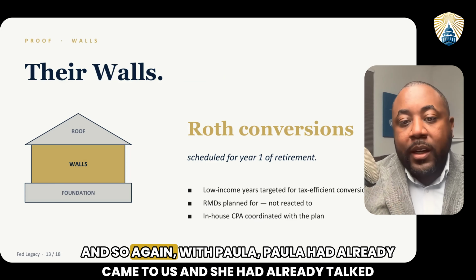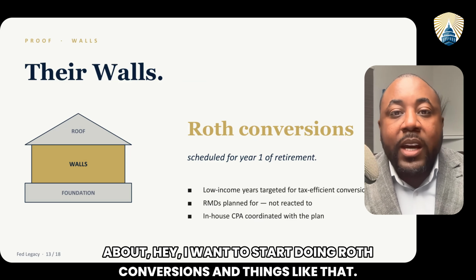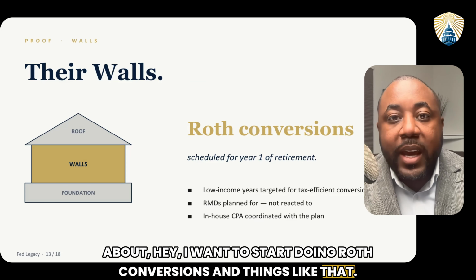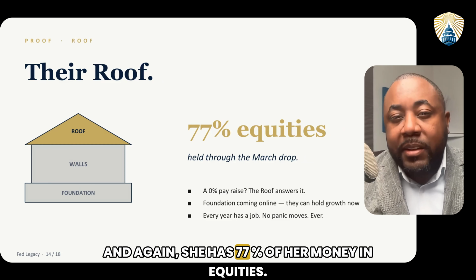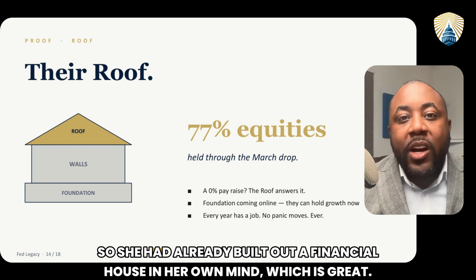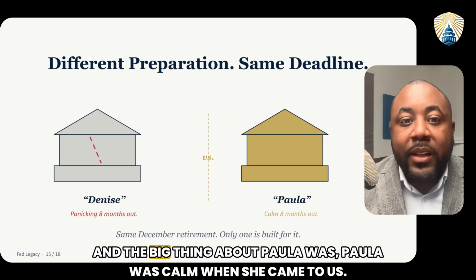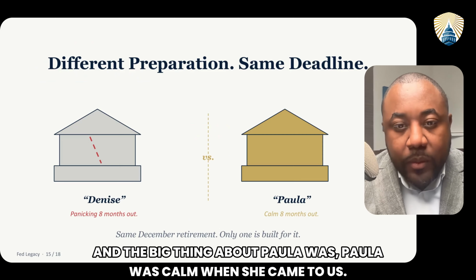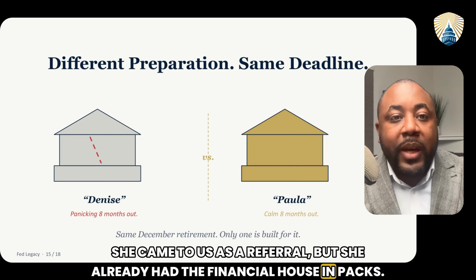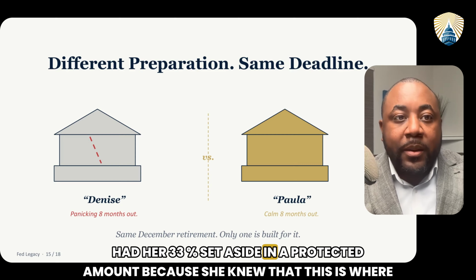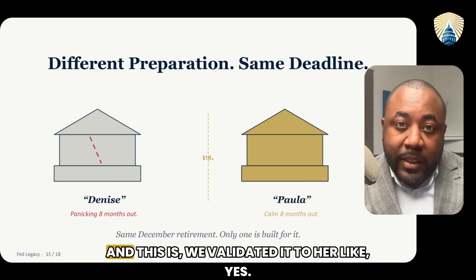And so, again, Paula had already come to us and had already talked about, hey, I want to start doing Roth conversions and things like that. She came with that. We validated that plan for her. And again, she has 77% of her money in equities. So she had already built out a financial house in her own mind, which is great. And the big thing about Paula was she was calm when she came to us. She came to us as a referral, but she already had the financial house in place. She had her 33% set aside in a protected amount because she knew that this is where I'm going to go to if I need an emergency for income. And we validated it for her.